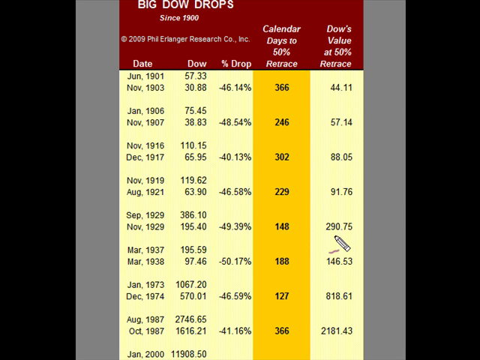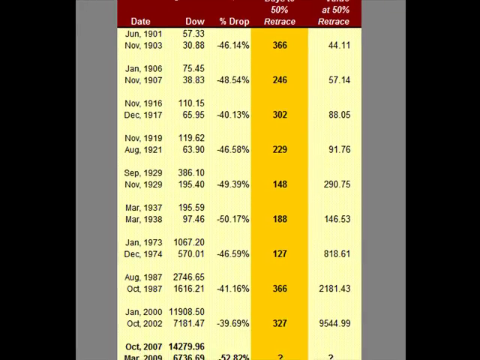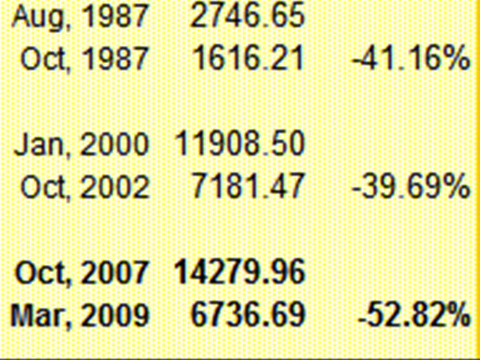For the Great Depression, it was relatively swift. It bounced back in 148 days. The average is around 255 days. But here's the thing. These are the worst drops that we've seen in history. If you take a look at what the market has done in this cycle, with the last 2 trading days, we can now say that the current decline in the market is the worst on record without a bounce.